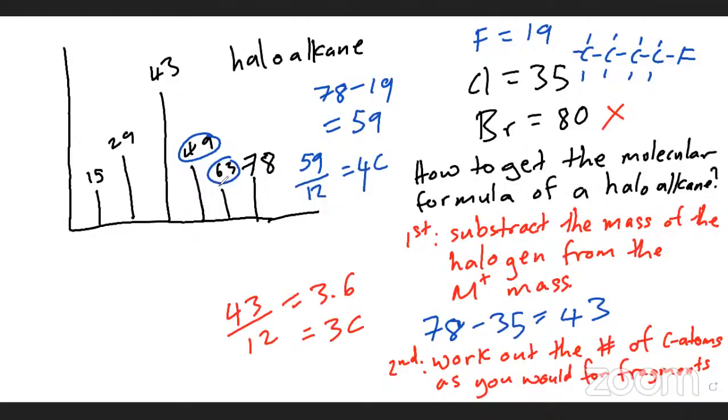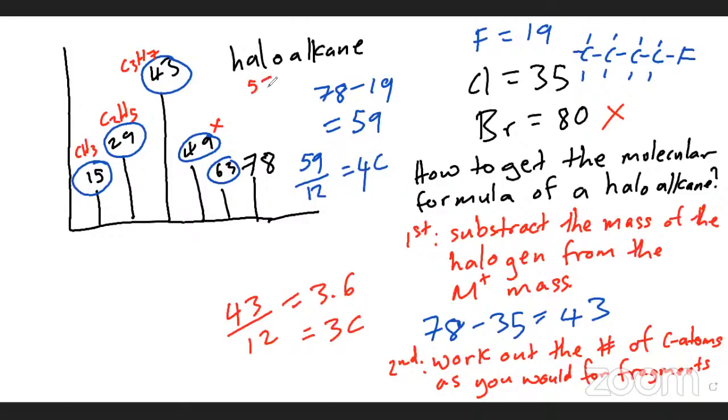Remember, I told you just before this about these peaks: about 15, 29, and 43. Anybody remember? They're always hydrocarbons, and the formulas are always fixed. On any mass spectrum, 15 is always CH3, 29 is C2H5, and 43 is C3H7.